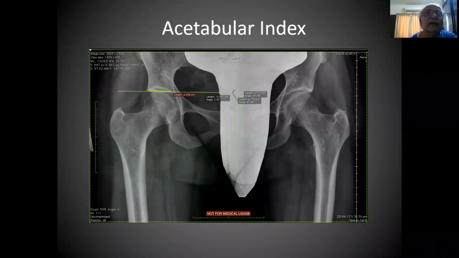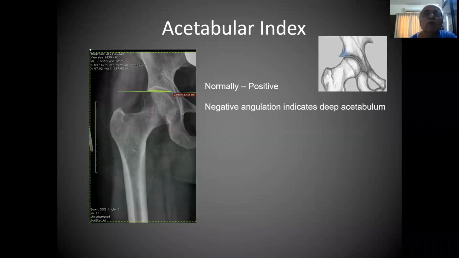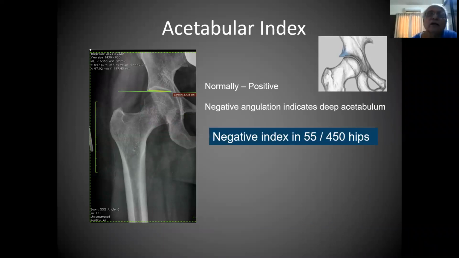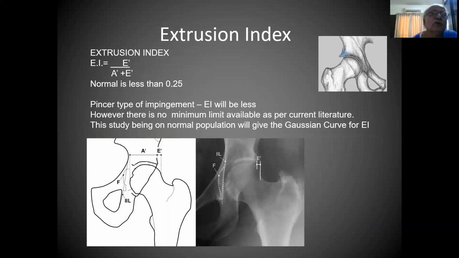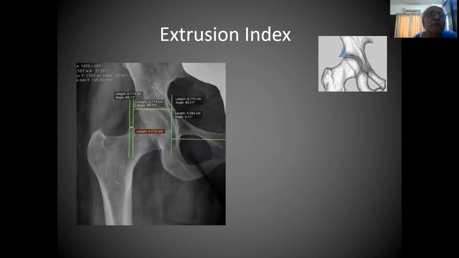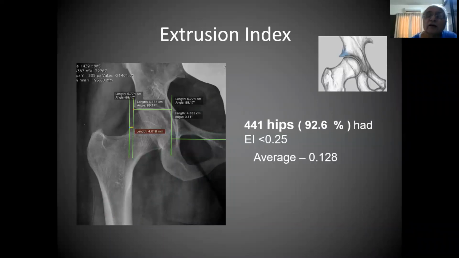Then we did the acetabular index. Normal is positive. Negative angulation indicates a deep acetabulum, and we had almost 55 patients, 11%. Male population was much more. We looked at the extrusion index, A upon E, all the measurements. We used very sophisticated software for these patients. The average was 0.92%.